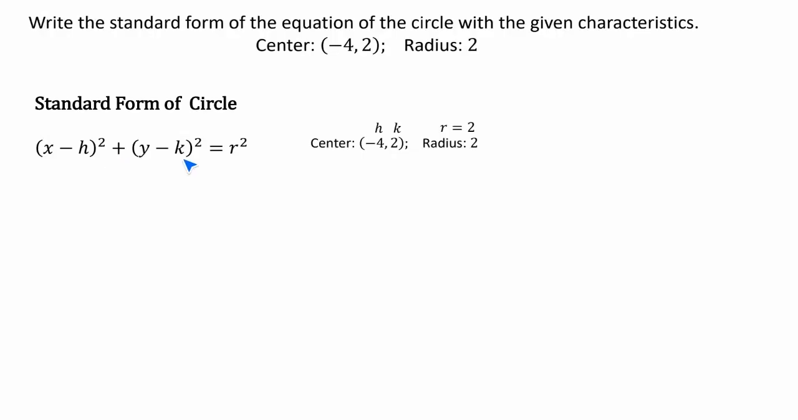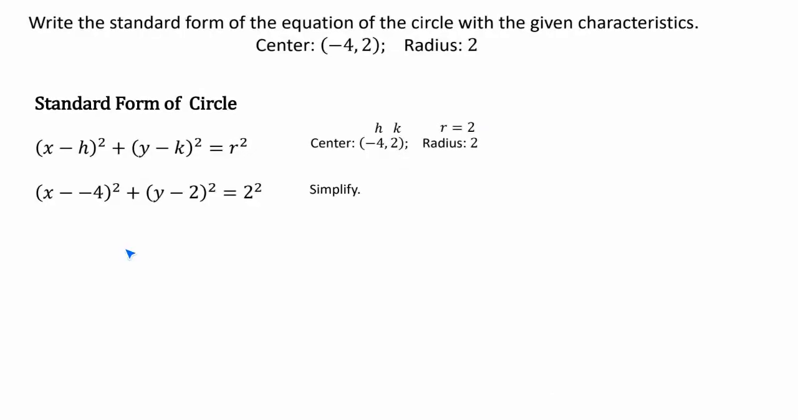So the h and the k represent our center. Since they give me the center, I can label the first x coordinate as h, and I can label the second coordinate as k. And then they give us our radius, which is 2. So I'm going to label it r equals 2. So if we substitute these values, then we have x minus h, again, h is negative 4, and y minus k, k is 2. And then our radius, which is r, is 2. So we want to simplify. And so negative negative is positive, and then 2 squared is 4. So this would be our equation for this circle.